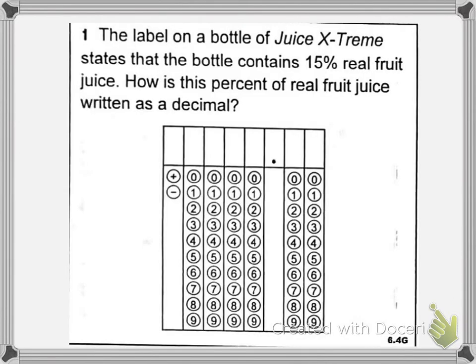Okay, so now we're on the back. It says the label on the bottle of Juice X-Treme states that the bottle contains 15% of real fruit. What is the percent of real fruit written as a decimal? So press pause and try that out, and press play when you have finished.